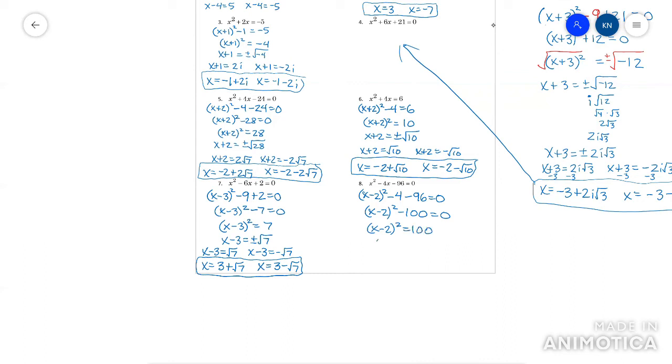Square root. Root 100 is 10. This is when you need to write it twice. Once where it's equal to positive 10, once where it's equal to negative 10. And then just add 2. So x equals 12 and x equals negative 8.